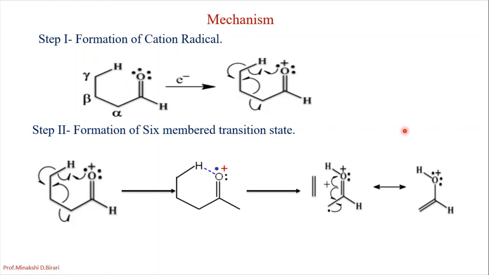So McLafferty rearrangement involves these two important steps. First step, that is the formation of a radical cation. When a sample molecule is bombarded with energetic electrons, there is a formation of a molecular ion or radical cation. Further, the transfer of a gamma hydrogen towards the heteroatom occurs, and there is a formation of a six-membered transition state. And next to that, elimination of alkene. During rearrangement, odd electron ions are also formed, and formation of enol radical cation.